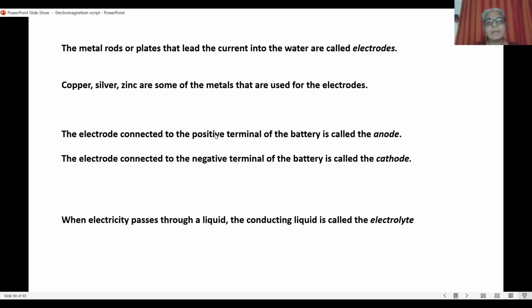So the electrode connected to the positive terminal of the battery is called the anode, and the electrode connected to the negative terminal is called the cathode. We will know the reasons for these names later when we study electrons, their charge, and so on. And the conducting liquid through which the electricity passes is called the electrolyte. So it is going to be water with a few drops of dilute sulfuric acid added to it.